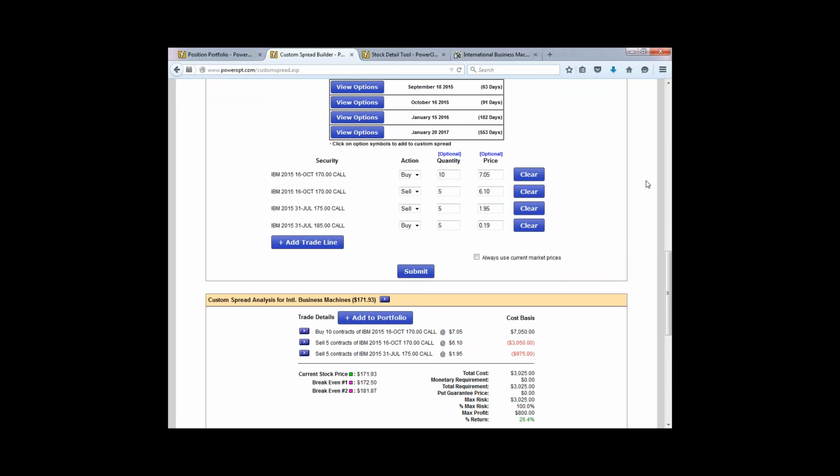Now what is this? Just remember this portion right here, this 2-block trade right here, we sold 5 of the 175 calls at $1.95. We're buying 5 of the higher strike 185 with the same expiration July 31st for 19 cents, 20 cents or so. What does that give us? It gives us a bear call credit spread with a net credit of about $1.75 for a 10-point spread.